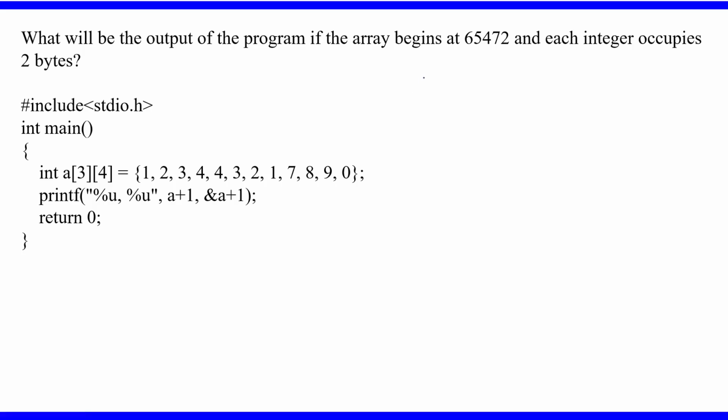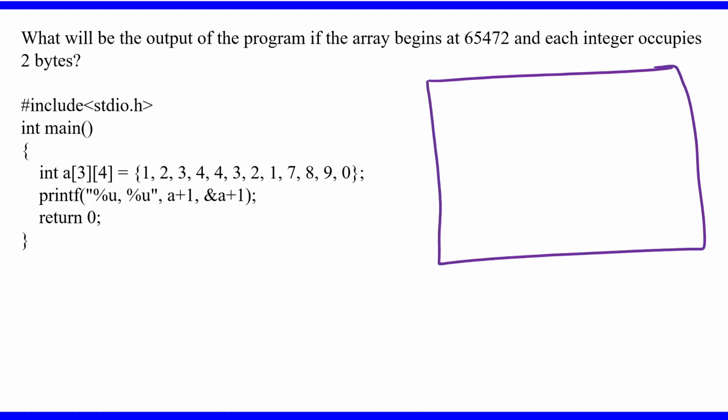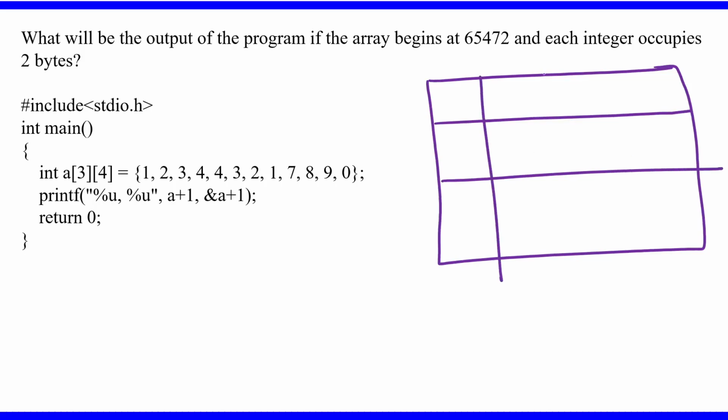Let us see. Again, I will draw that box. It is a 3 cross 4 matrix. So, I am drawing that. Right. So, I will just write the addresses. We do not need values here. We are talking only about the addresses.